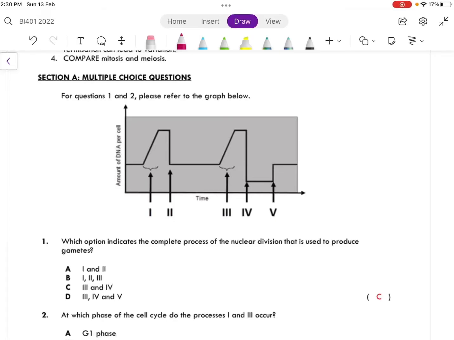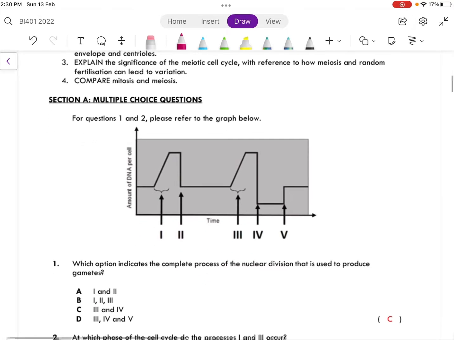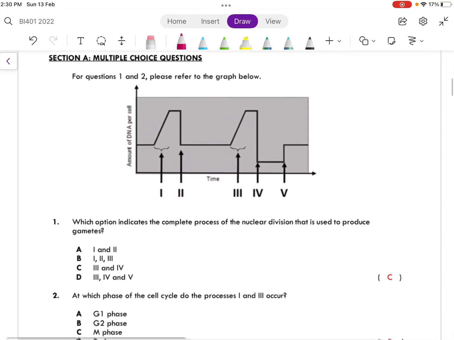Hello everyone, I will be going through the topical exercise for mitosis and meiosis. This is a rather long review, so you can skip to the questions where you made mistakes and you want to learn from. Okay, let's begin with question 1 and 2.